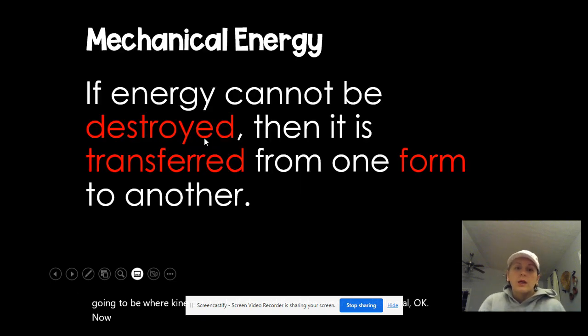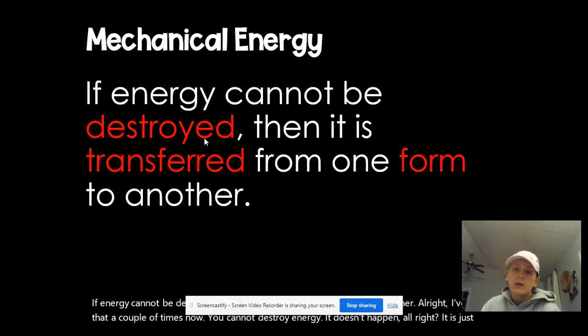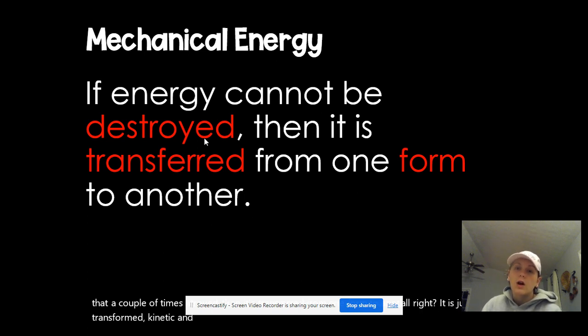Now, if energy cannot be destroyed, then it's transferred from one form to another. I've said that a couple times now. You cannot destroy energy, it doesn't happen. It is just transformed. Kinetic and potential energy are transformed into thermal energy as friction is introduced to the system. Kinetic energy is also transformed into potential energy in a system.